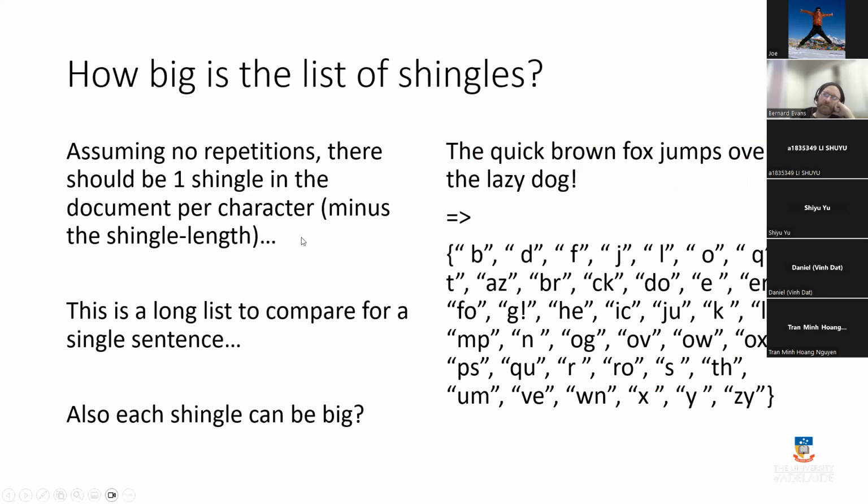Assuming there's no repetitions, there should be one shingle in the document per character, minus the shingle length, ignoring all the repetitions. So this is the question here: how big is this list of shingles?